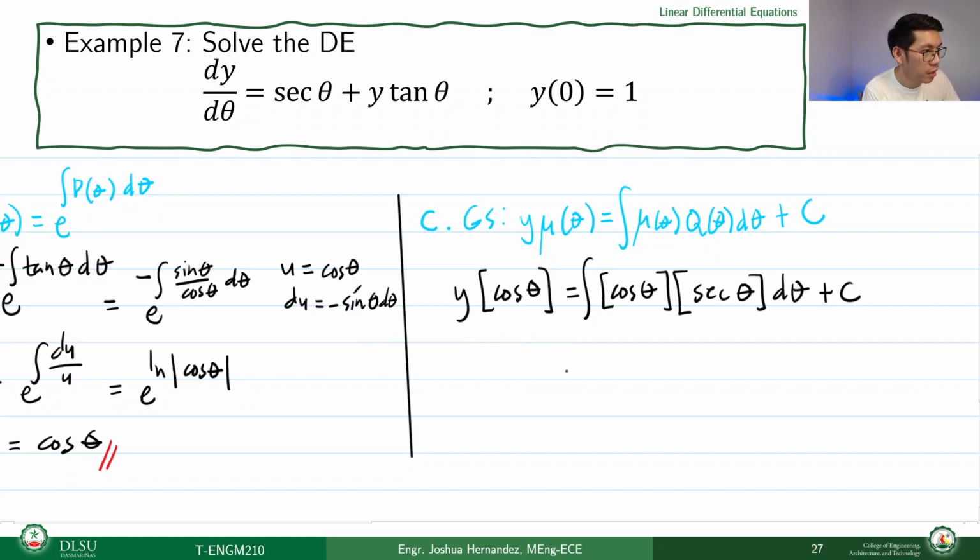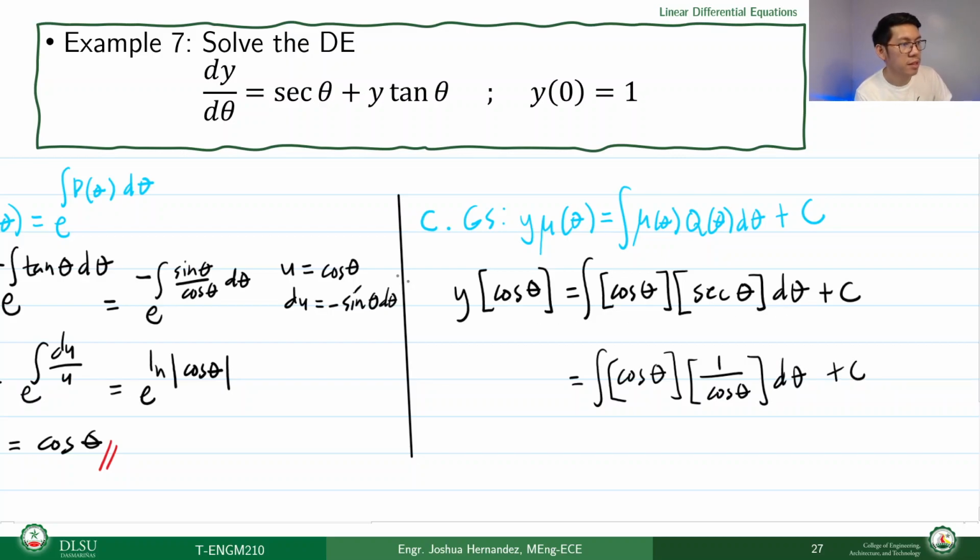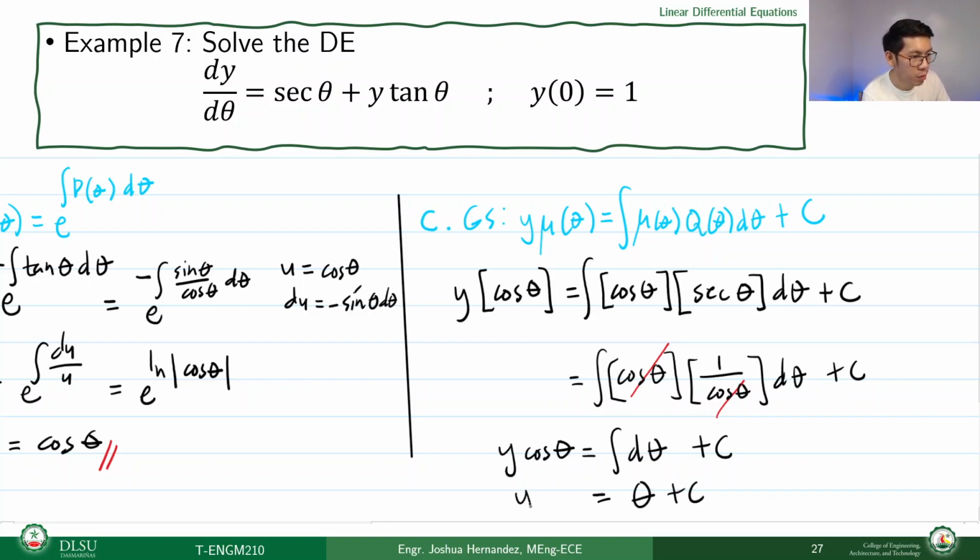But we know that secant theta is also 1 over cosine theta. So actually, when we integrate this, this cancels out. We know that secant theta is 1 over cosine theta, so we'll have cosine theta times 1 over cosine theta, plus c. It is easily noticeable that this cancels out, and we are actually left with the integral of d theta plus c, and then y cosine theta. And of course, we know that the integral of d theta is simply theta plus c, and then y cosine theta.